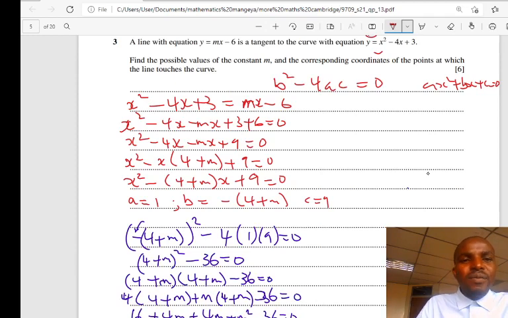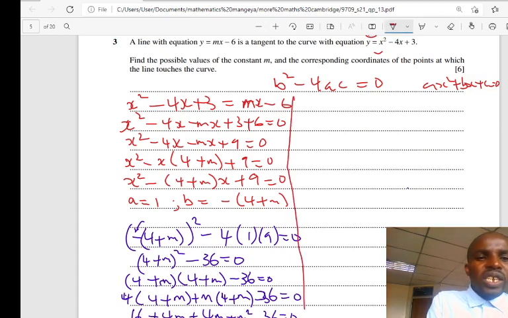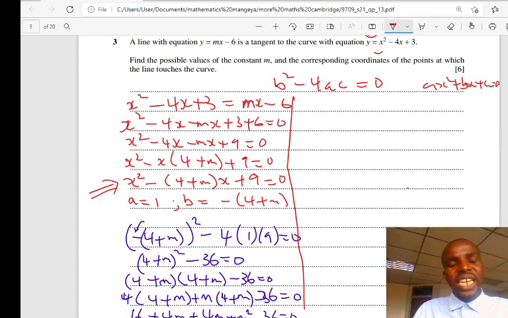What was our question? First thing, to find the possible values of the constant m, we are done. And the corresponding coordinates of the points at which the line touches the curve. Now the points where the line touches the curve, well, we come here. Let me wrap this. I want to use this space. Right. You take this equation here. That's the equation representing the point of intersection of the line and the curve. So that's the one that we use. In that one, we just substitute the two values of m. First 2 and then minus 10.